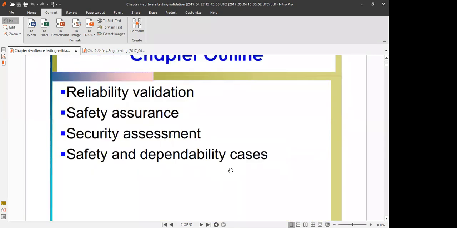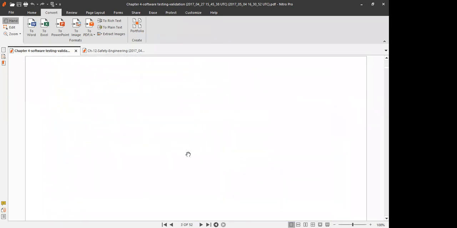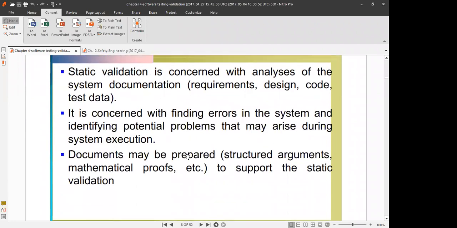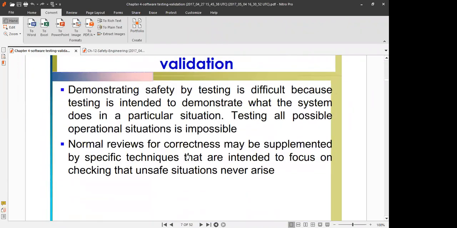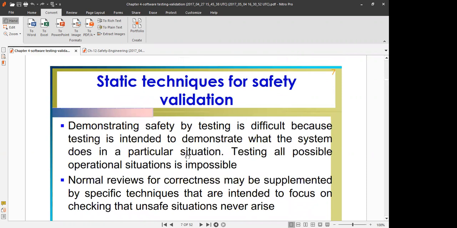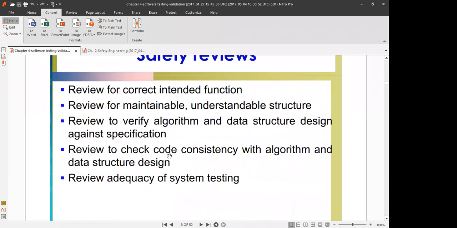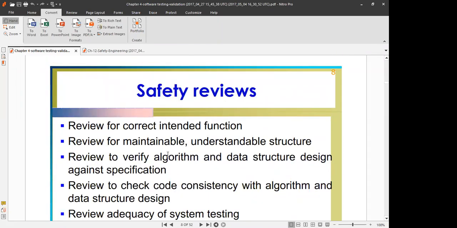Because to be used by a customer, he also has to be sure about its safety. So that's why there's also safety assurance, and safety assurance is the one where you have safety reviews, safety proofs, and the like, that we're going to come across.